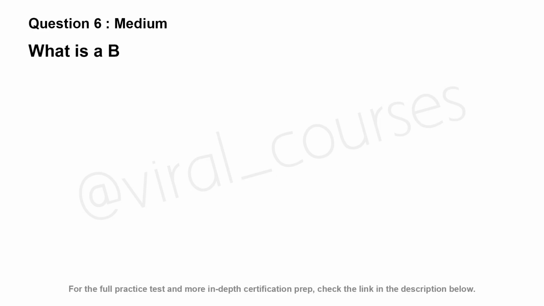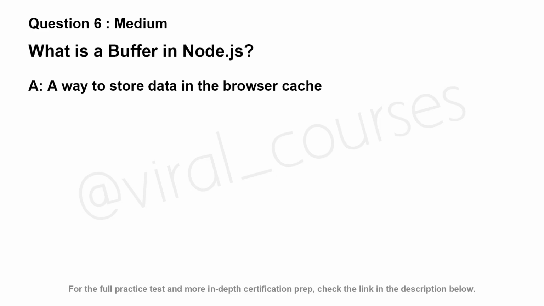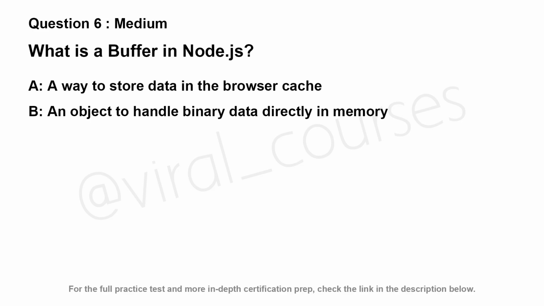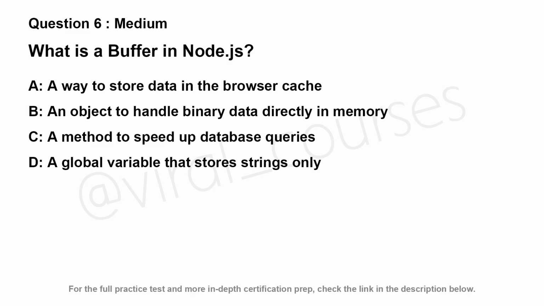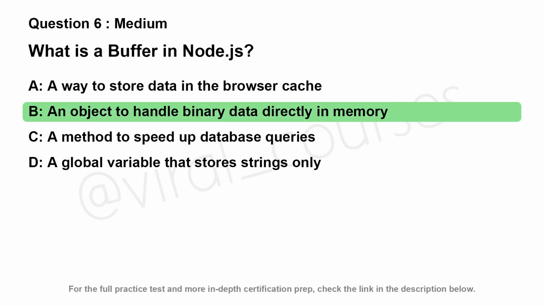What is a buffer in Node.js? Option A. A way to store data in the browser cache. Option B. An object to handle binary data directly in memory. Option C. A method to speed up database queries. Option D. A global variable that stores strings only. The correct answer is B.